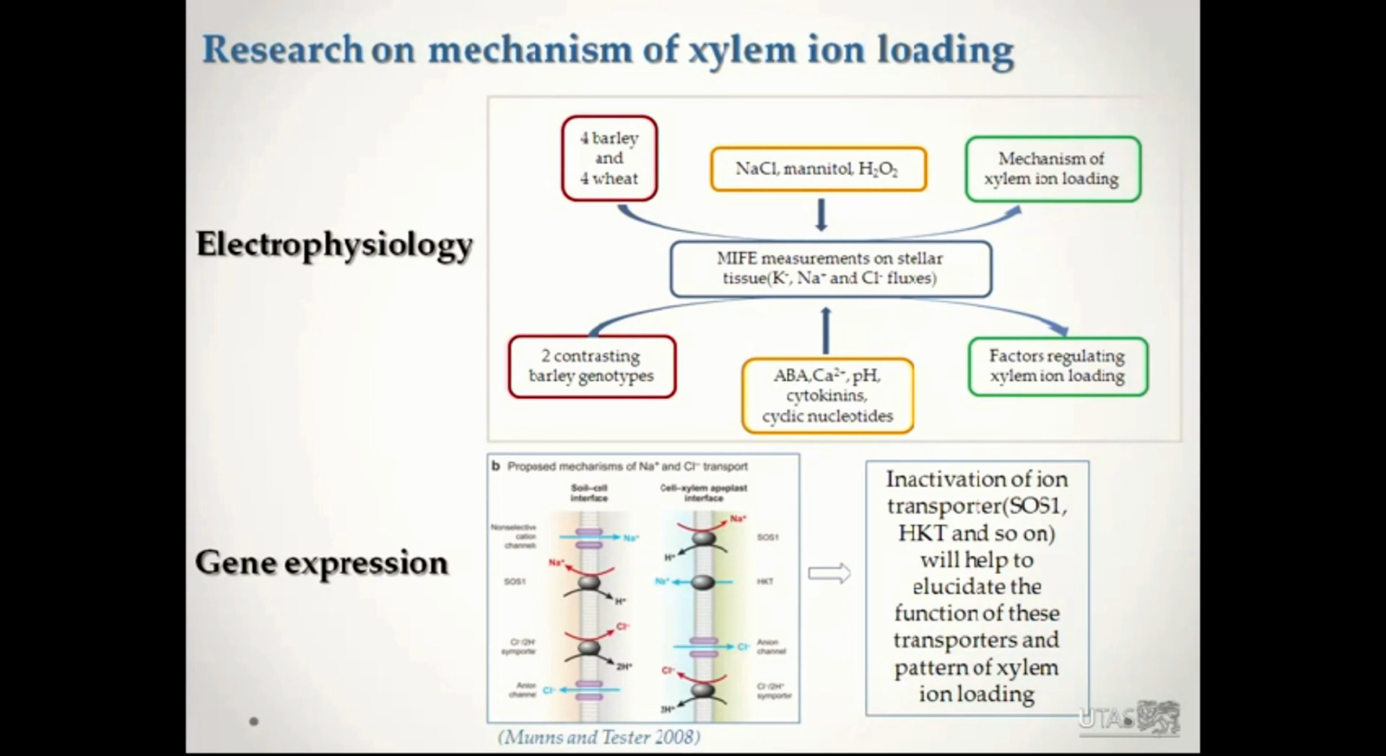Hopefully, I will do some further study about the ion transporters. Here are some transporters. This is the SOS1 and the HKT, which are located on the cell xylem apoplast interface. Inactivation of these ion transporters will help to elucidate the function of these transporters and the pattern of xylem ion loading.